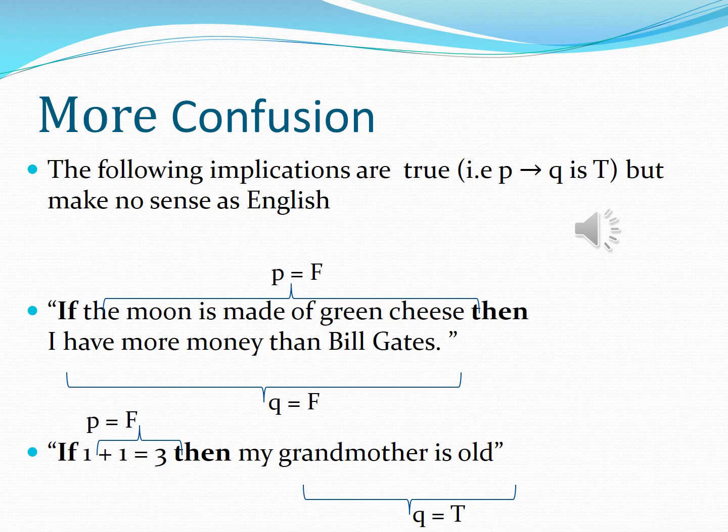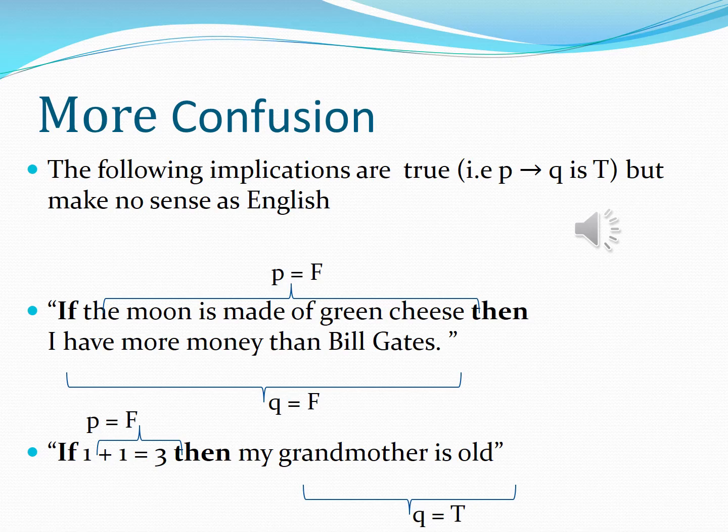For instance, say the following: if the moon is made of green cheese, this is false for sure, right? Then I have more money than Bill Gates. That is also false. But this whole statement now is very true.